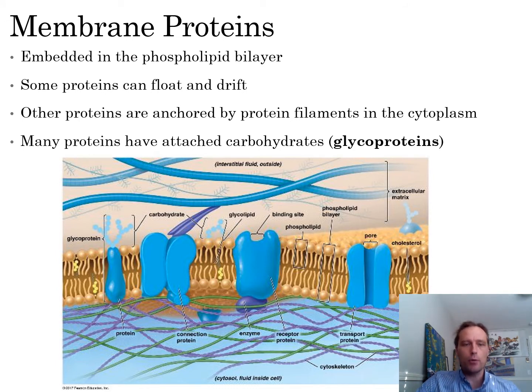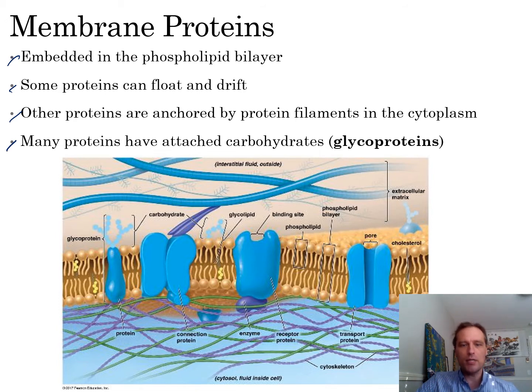So membrane proteins, 4 bullets. Number 1, embedded in the phospholipid bilayer. 2, some proteins can float and drift. Number 3, other proteins are anchored by protein filaments in the cytoplasm. So that would be like the cytoskeleton. Some of them will be anchored to a specific location on the cell, so they will stay there.